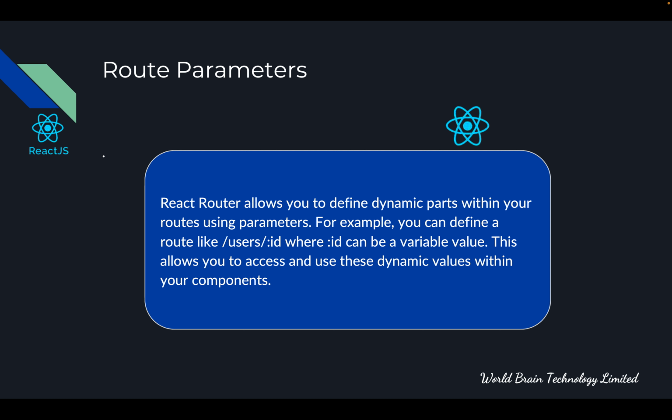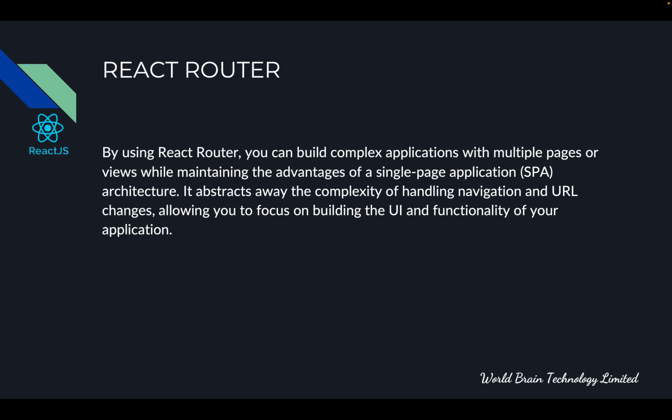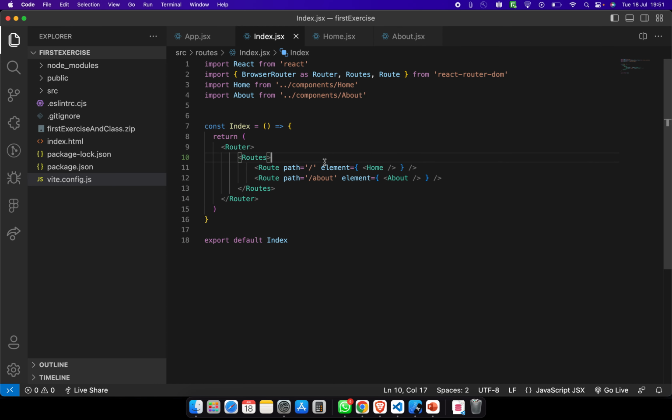So we can have a component having a list of users, and when we click on the name of the user, we can have access to all those details. We're going to view the profile of that particular user. That is what we're going to be doing today. Also, by using React Router, you can build complex applications with multiple pages or views while maintaining the advantage of a single page application architecture. So let's move into the code and see how we can get this done properly.